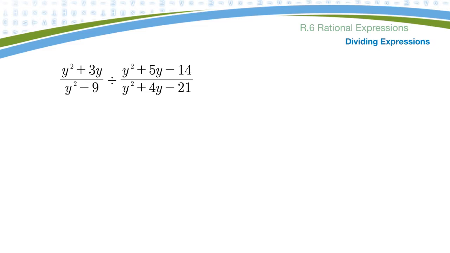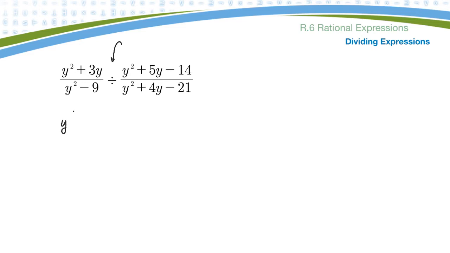Okay, when you're dividing expressions, you do the same thing as what we were doing there: factor, and then take out factors of 1. It's just you have to remember that when you're dividing expressions, you invert and multiply. So let's factor them all at the same time as we invert and multiply.